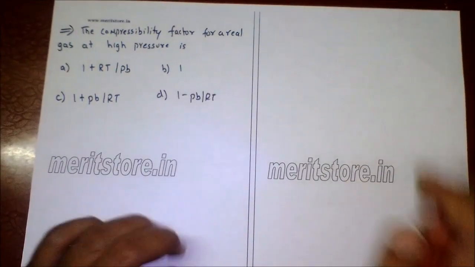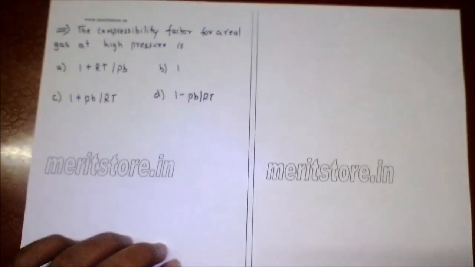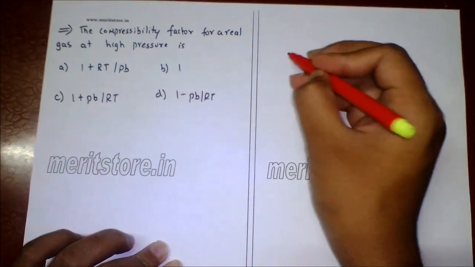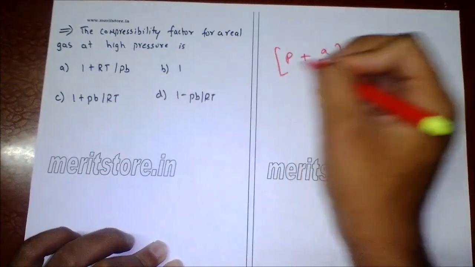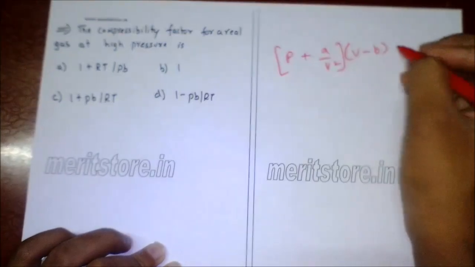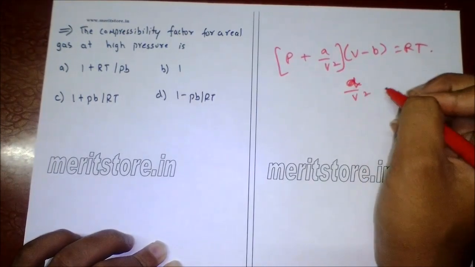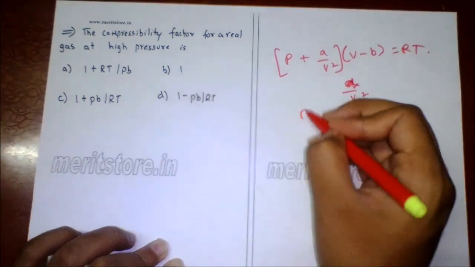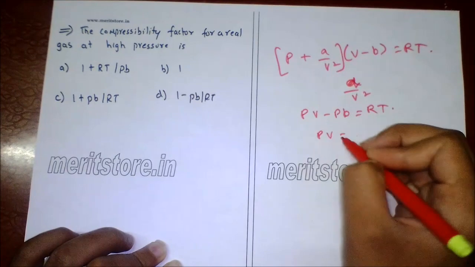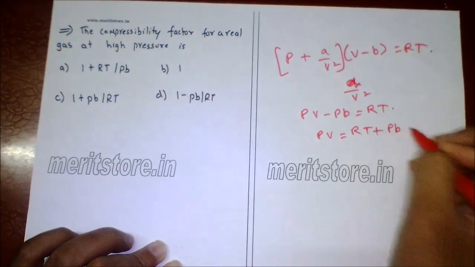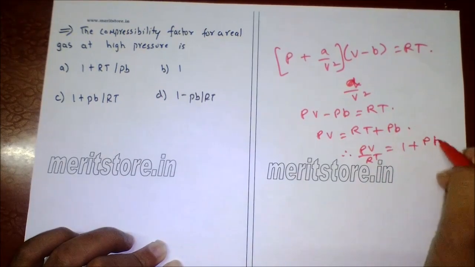The compressibility factor for a real gas at a high pressure is... So (P + a/V²)(V − b) = RT. At a high pressure, a/V² can be neglected. So PV − Pb = RT. So PV = RT + Pb. Therefore, PV/RT = 1 + Pb/RT.